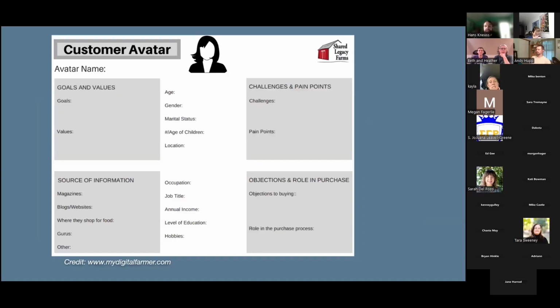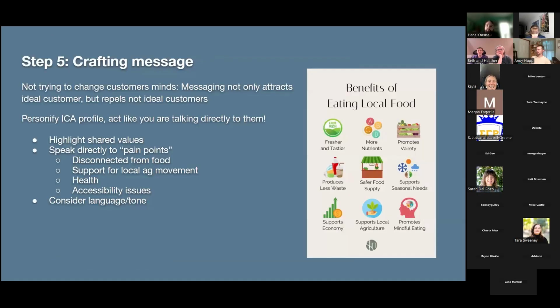Here's a chart from My Digital Farmer that goes over everything you need to do in your ICA. So you can take this, fill it out, and it'll give you an overall profile. Super helpful. Obviously, there might not be everything that you can ask, and it might not all fit directly on this, but this will really give you a good profile and a great starting point to get to know your ideal target customers. So once you have that created, you want to craft your messages to meet those ideal customers.